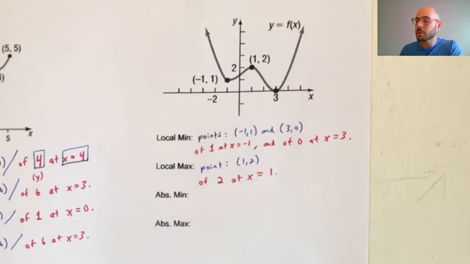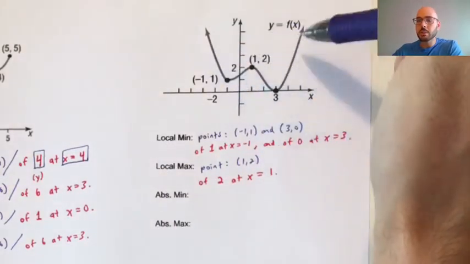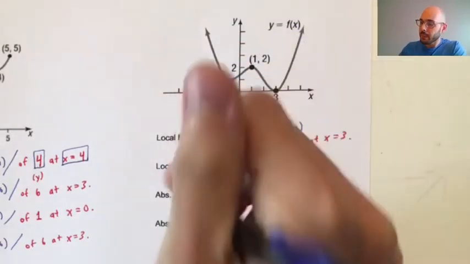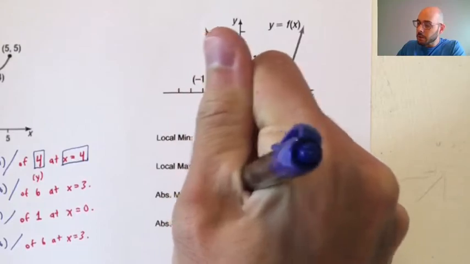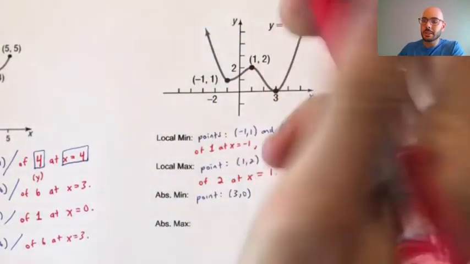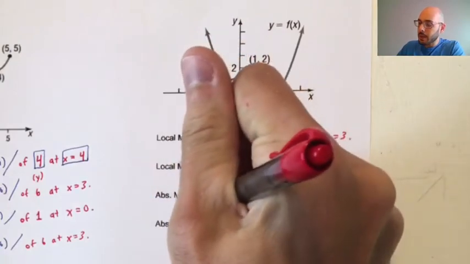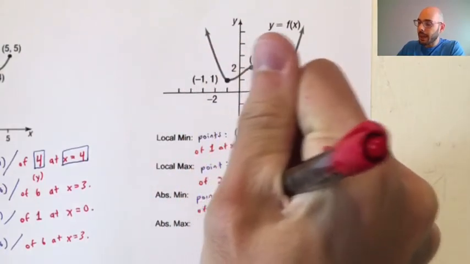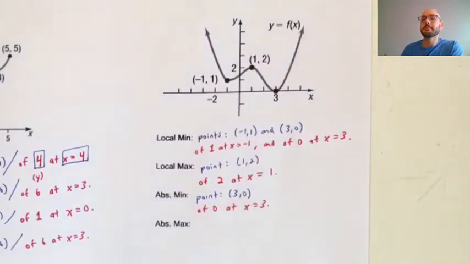Next up is absolute minimum. So that is the absolute lowest point on the graph that you can see. And there is an absolute lowest point on this graph. It's the point (3, 0). So that's the point (3, 0). We could also instead just say there's an absolute minimum of 0 at x equals 3.